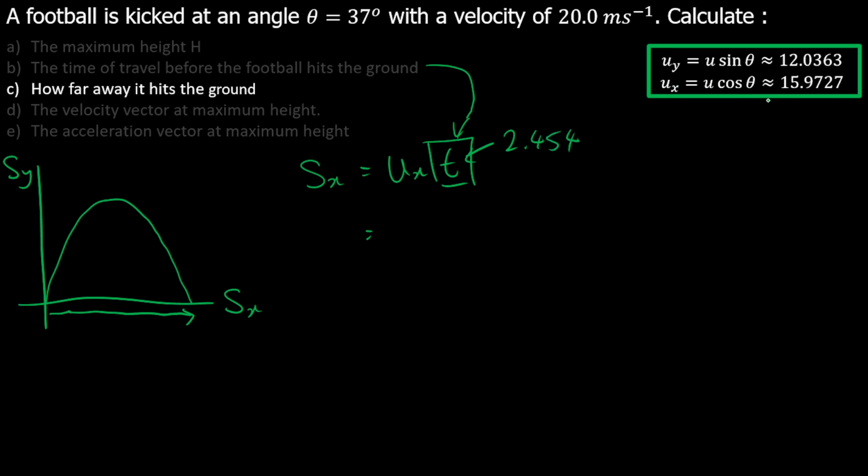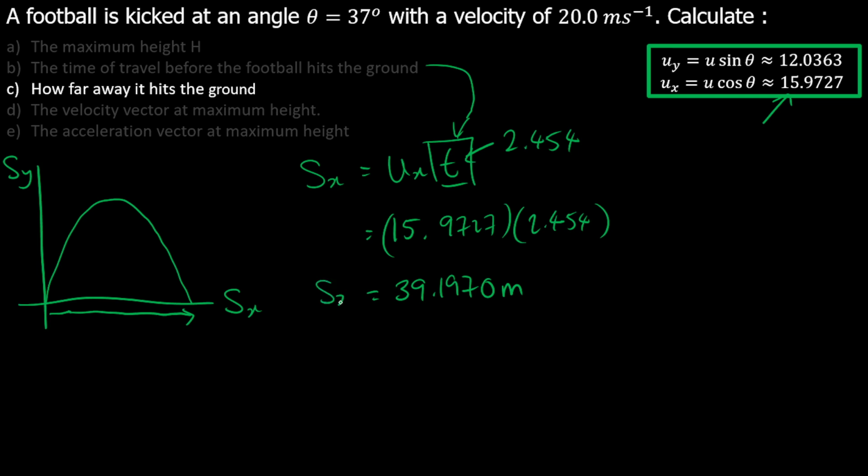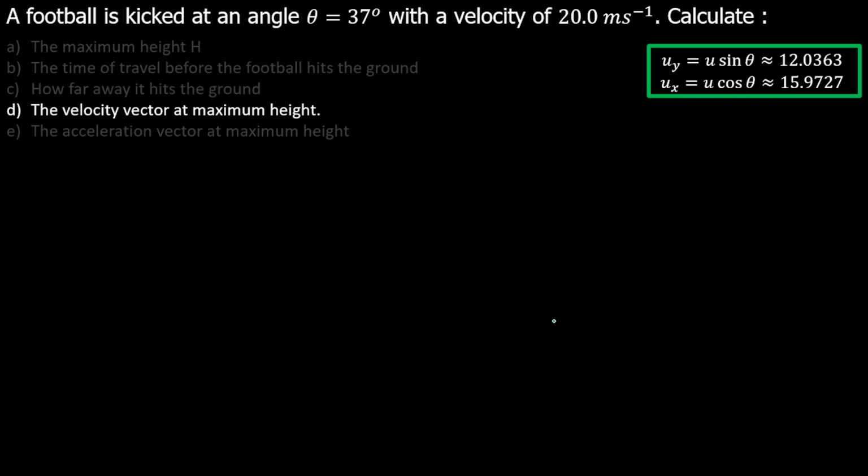And ux, again, you can refer back to here, is 15.9727 multiplied by 2.454 seconds. And that would give us a value of approximately 39.1970 meters. So this is really just asking about the range. Now let's get to the next part of the question, the velocity vector at maximum height.